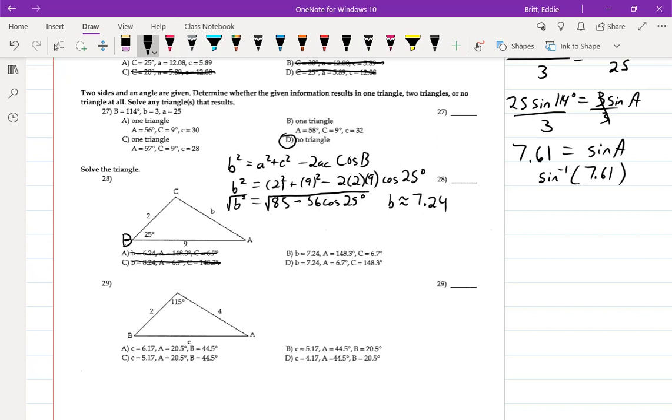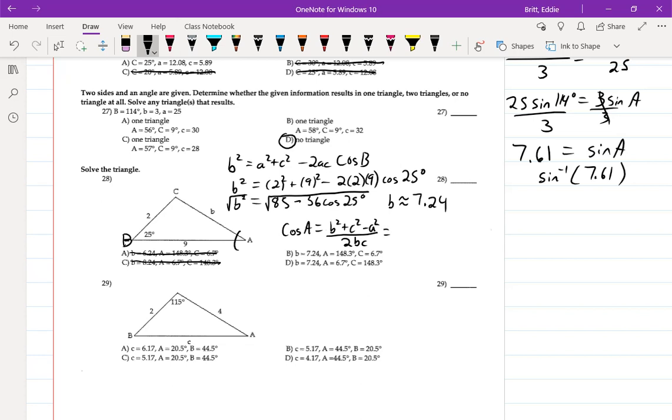Okay? So the next thing that I would do is solve for either angle A or angle C. So I'm going to solve for angle A. Now remember, I showed you how to set up your law of cosine formulas so that you could solve for the angle. So it's cosine of angle A equals b squared plus c squared minus a squared over 2bc.